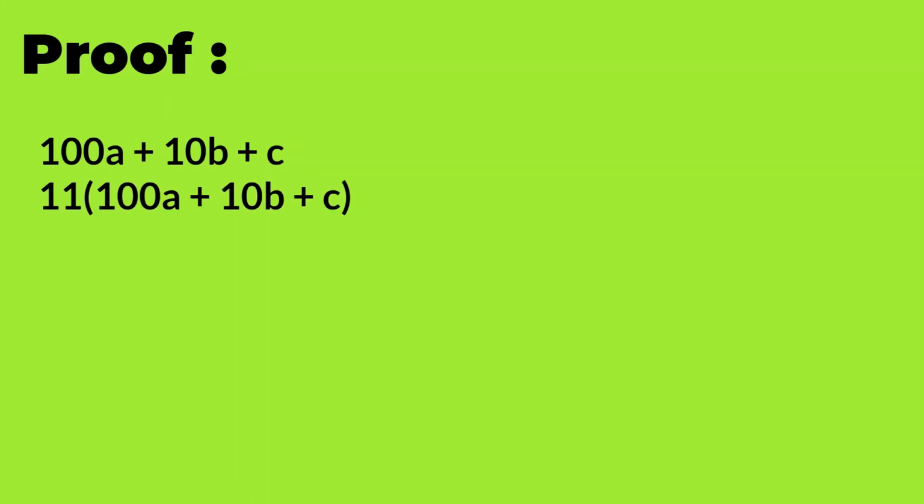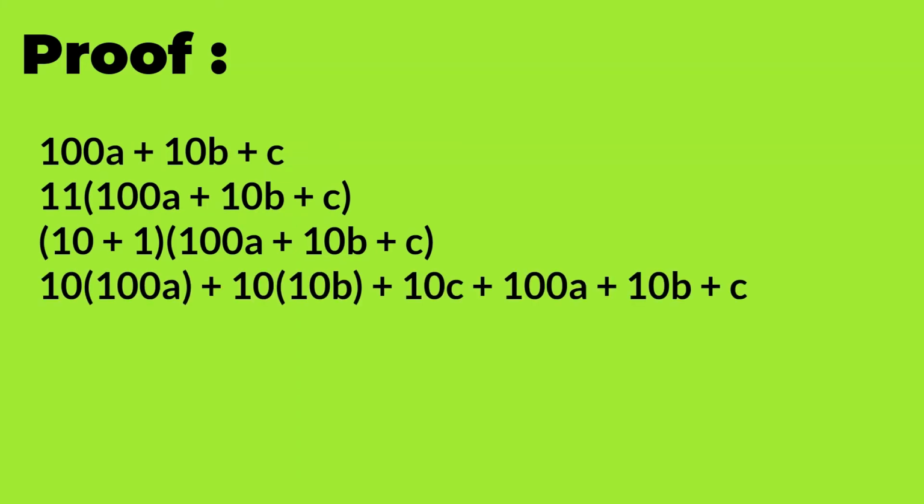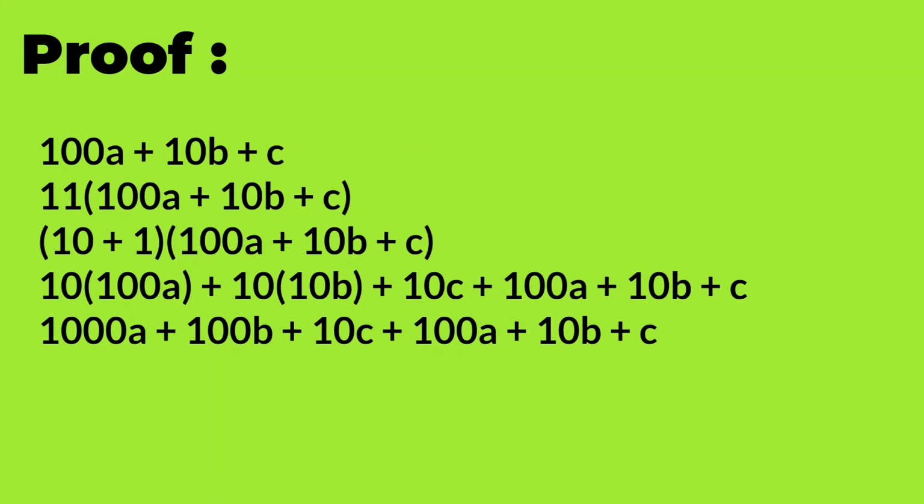So 11 can again be represented in the form of 10 plus 1, and we'll again open the brackets. 10 times 100a plus 10 times 10b plus 10c plus 10 plus 100a plus 10b plus c. And again we'll simplify it further and then factorize. 1000a plus 100b from here, 10c, 100a as it is, and 10b plus c as it is. So now we'll observe which variables have what numerical coefficients.